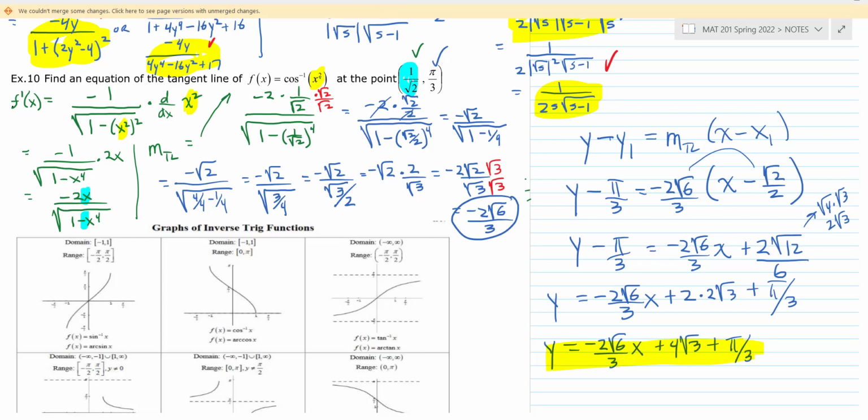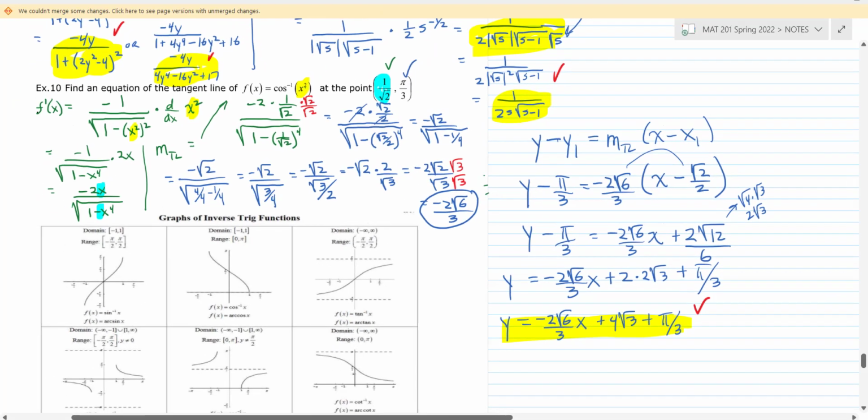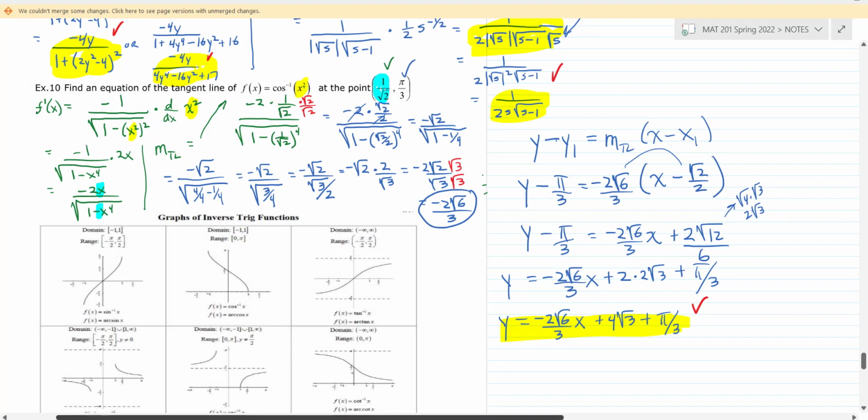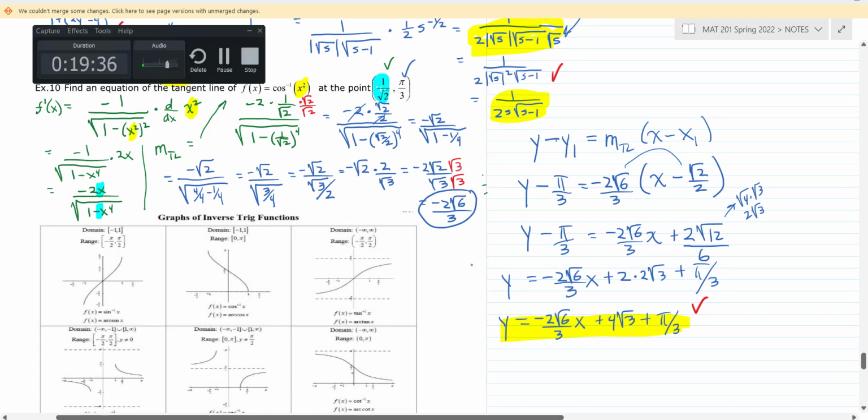So that's kind of a messy problem, but it's kind of good to work with trig functions and inverse trig functions for the practice of that. And then we could put this on the graphing calculator and check.